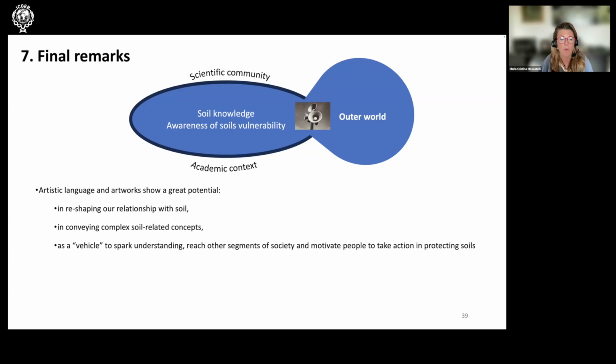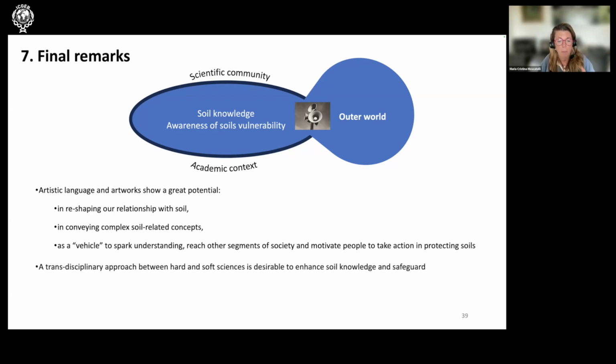So we can reshape our relationship with soil. We can convey complex concepts related to soil. This is a vehicle to spark understanding and also to motivate people to take action in protecting soil. This can be decision makers, but also youngsters, because the young generation is in charge of taking care of soil and of soil stewardship in the near future.